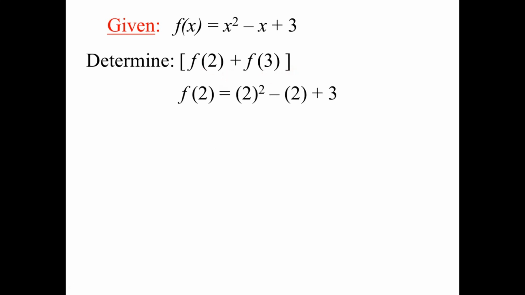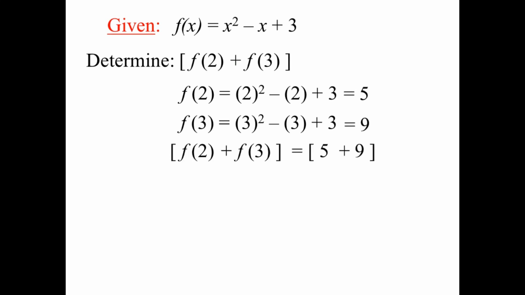Let's first find the result of inputting a 2 to the function. So we'll input 2 right here. So 2 squared minus 2 plus 3. That's what I've written. Doing a little bit of math, it turns out to be 5. Similarly, f of 3 equals 3 squared minus 3 plus 3, and that turns out to be 9. So f of 2 plus f of 3 is 5 plus 9, and of course that's 14, and that's f of 2 plus f of 3.